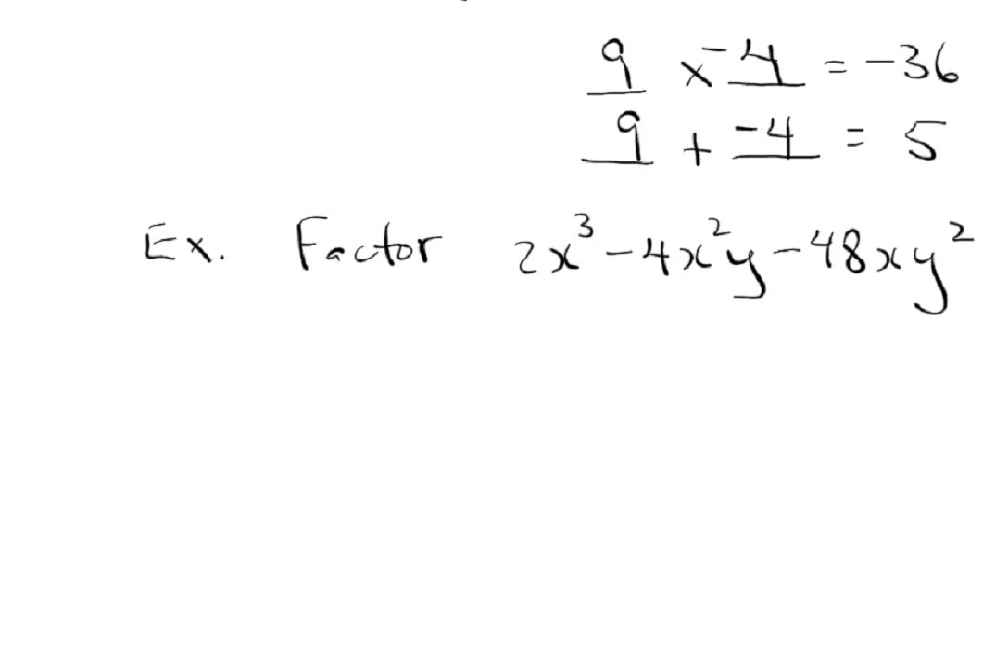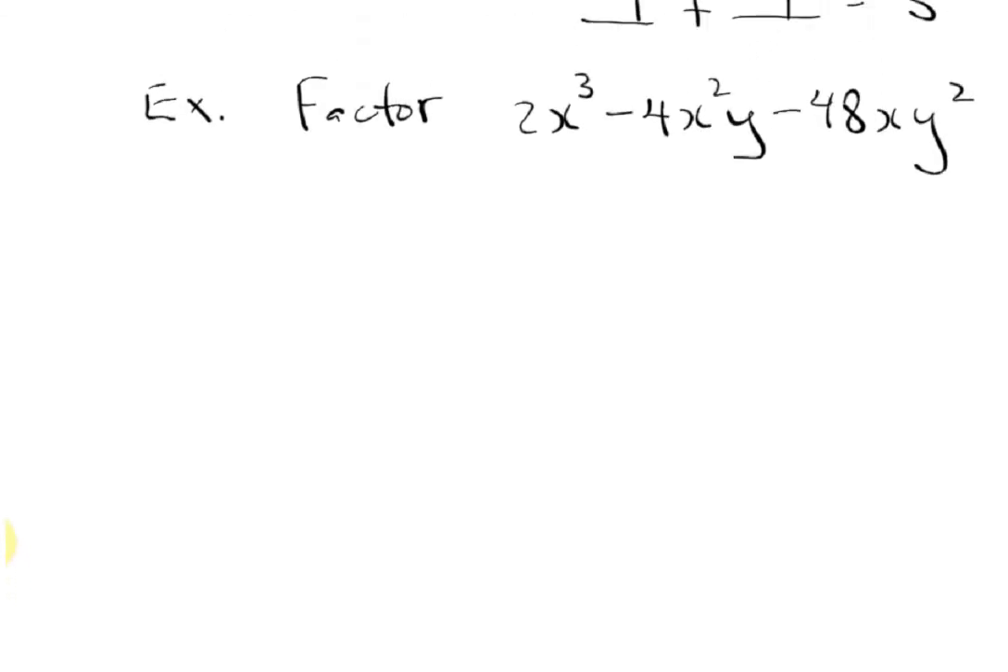y squared. Okay, first thing I can see is there is a greatest common factor, and I am going to factor it out. Whoops. There we go. So I can see a 2, 4, and a 48. So I can certainly factor out a 2. And then I see x cubed, x squared, and x. I can take out at least an x. Now, that's about all I can take out. So what does that leave me?